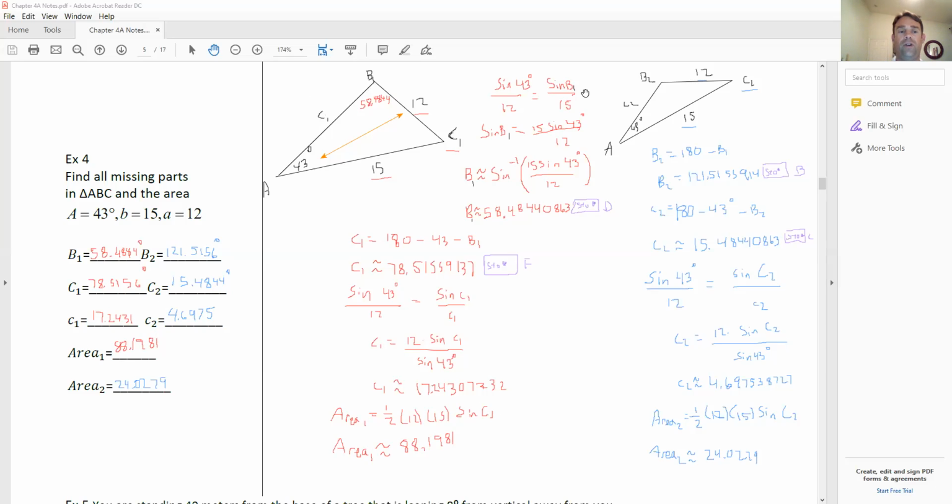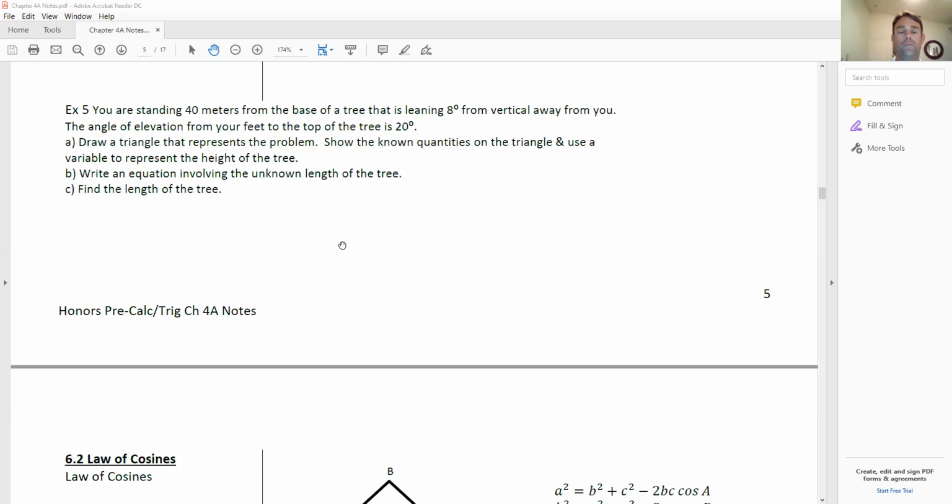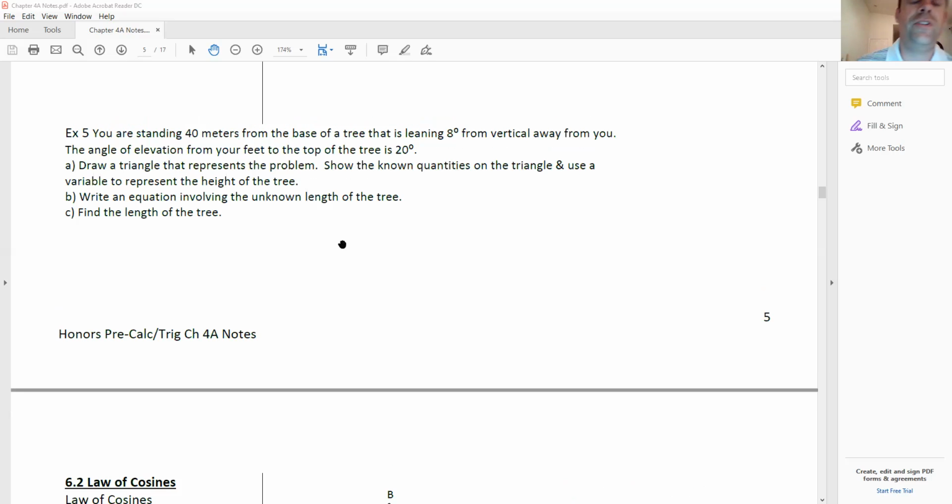Okay, so now let's try one more little thing here. Say that we are dealing with a problem. So go ahead and pause it real quick, see if you can actually draw an example of what you actually see here. All right, let's see what you guys came up with. You're standing 40 meters away. And then you have a tree that's leaning sideways. So that tree is right there. And you are 40 meters away.